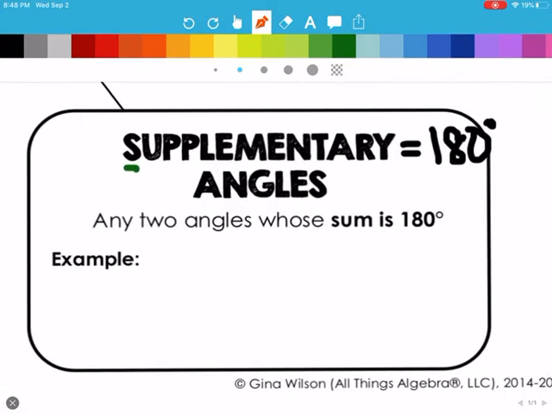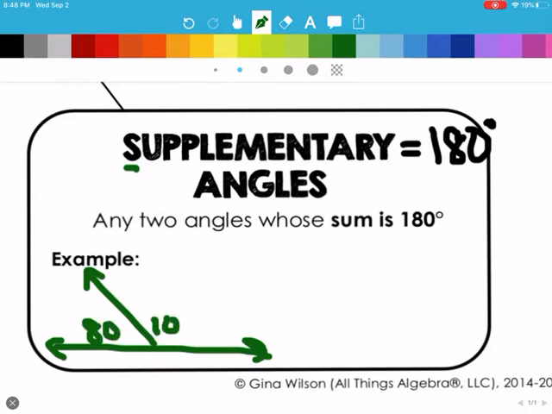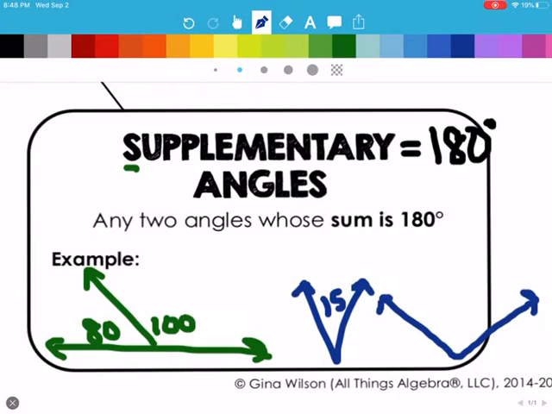Okay, so supplementary, 180. 180 is a straight line, right? And just like that other example, they can touch. Why not? This angle can be 80 and this angle can be 100, you know? Or they cannot touch. This angle can be 15 and draw a bigger angle and then 180 minus 15 should be 165. So those are also supplementary. They can touch, they cannot touch.